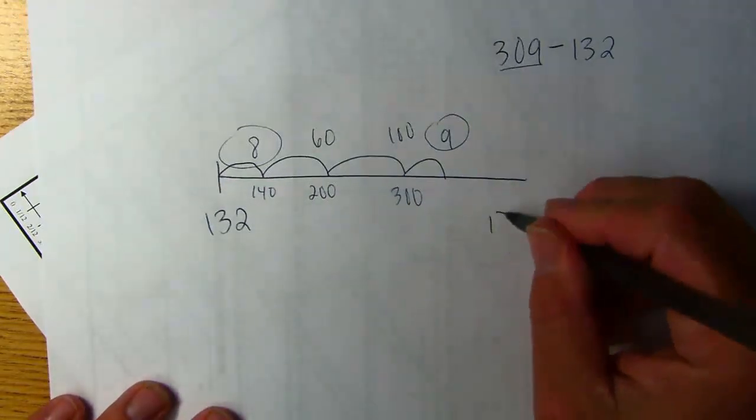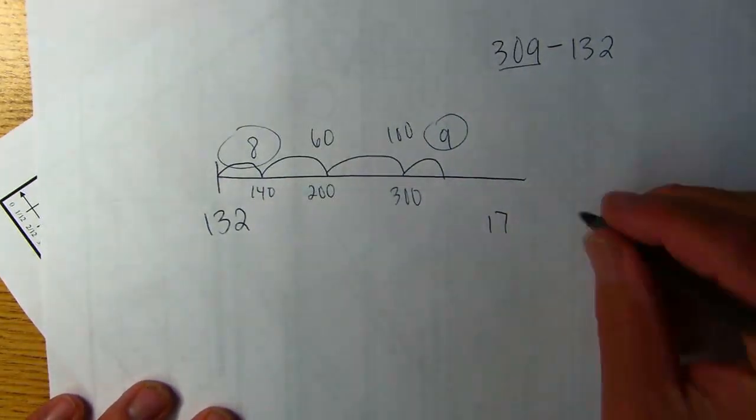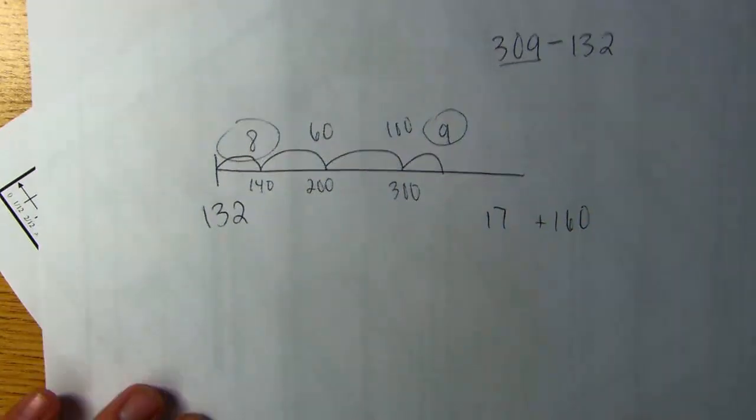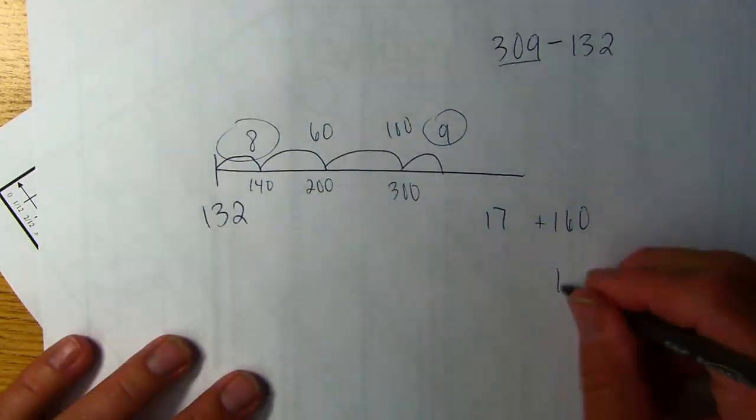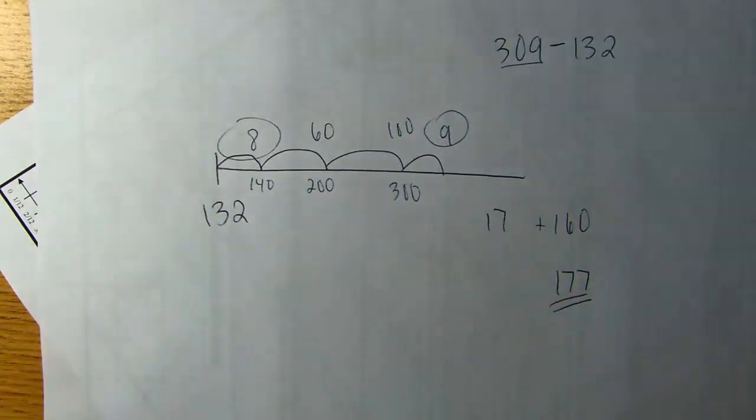Okay, 160 is 160. 160 plus 17, 177. See how I did that? Using addition, number line strategy.